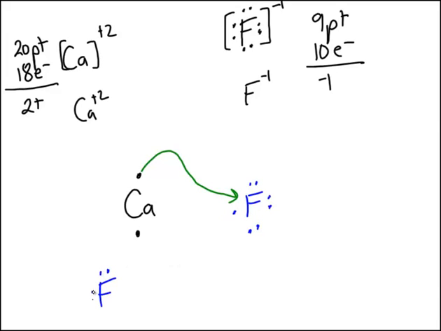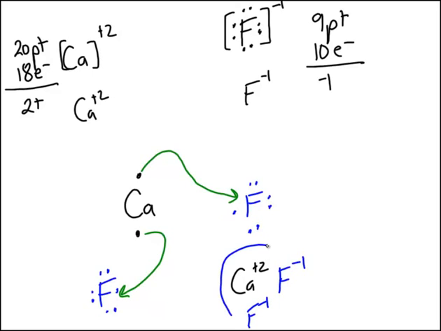So let's add another fluorine with 7 valence electrons, and then calcium can throw its other electron onto this fluorine. And when all of that happens, you're left with calcium with the +2 charge, and a fluorine over here with a -1 charge, and another fluorine down here with a -1 charge. And overall, these things have a charge that is equal to 0.